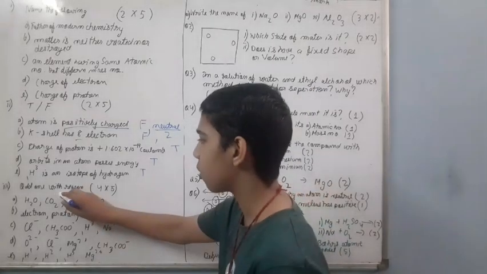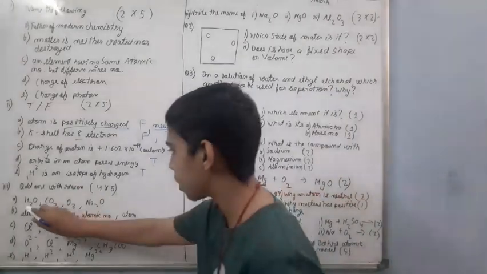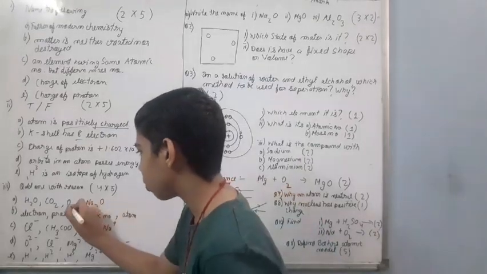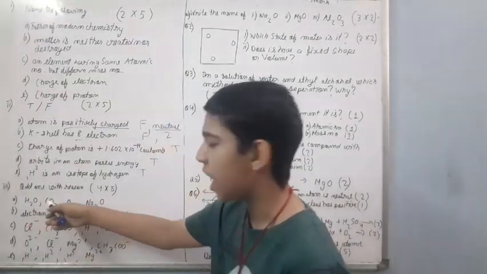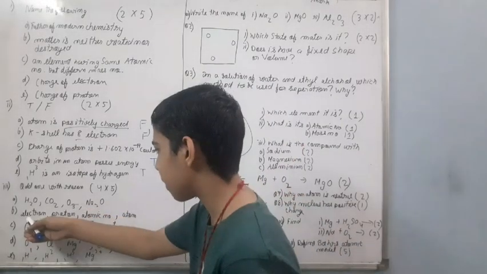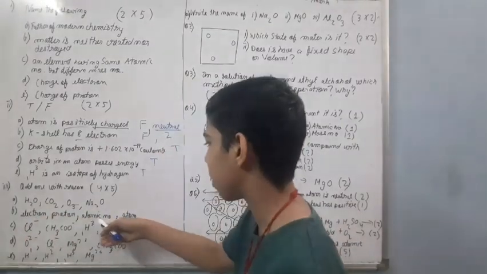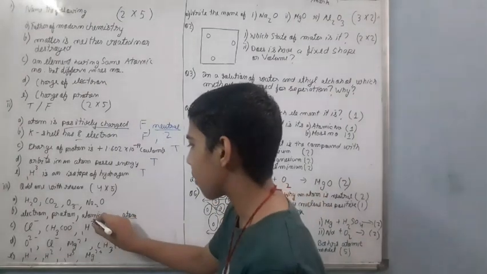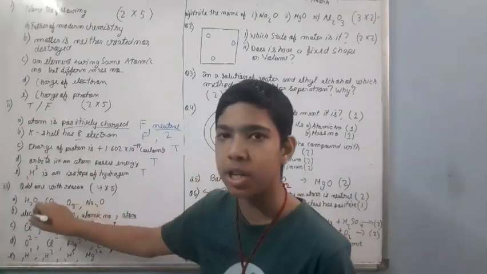Then we have odd one out with reason. The first question: H2O, CO2, O3, Na2O. The odd one is O3. Why? Because the rest are compounds, but this is an element. Then we have electron, proton, atomic number and atom. The odd one out is atom because atomic number Z equals P equals E.